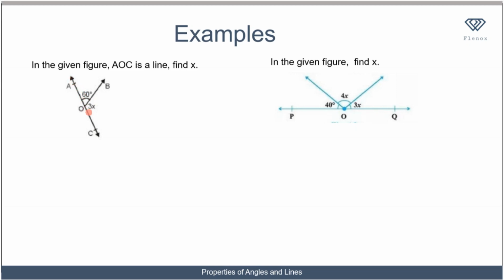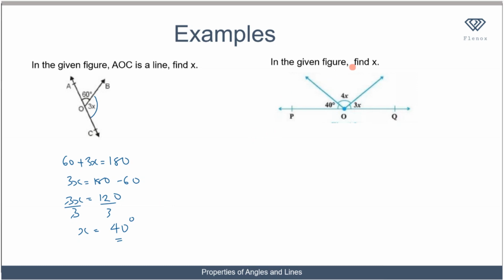Now we know that AOC is a straight line. We know that the sum of angles on a straight line is 180 degrees. So what does it mean? It means that the sum of this angle and this angle over here must be equal to 180. So 60 plus 3x must be equal to 180 degrees. So 3x must be equal to 180 minus 60, and that gives me 3x equals 120. And if I divide both sides by 3, I have x equal to 40 degrees. And always remember to put the degree sign when you are dealing with angles.